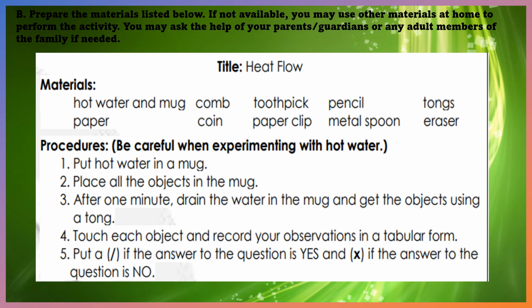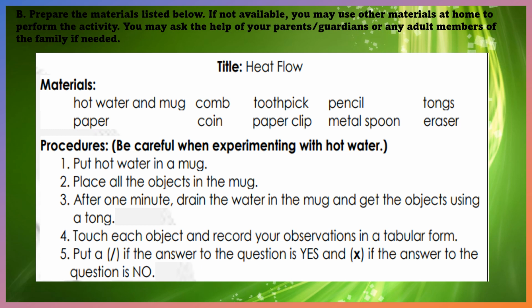Another activity. So prepare the materials below. If not available, again, you may use other materials at home to perform the activity. So you may ask the help of your parents or guardians or any adult members of the family if needed. So the title of the activity is Heat Flow. So we have the following materials: hot water and mug, paper, comb, coin, toothpick, paper clip, pencil, metal spoon, tongs, and eraser.